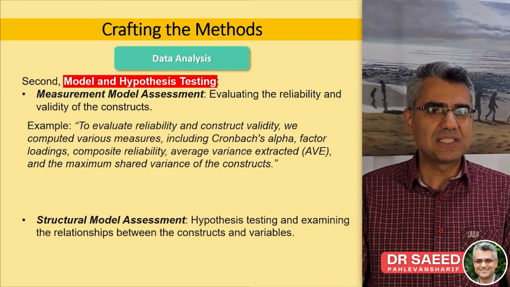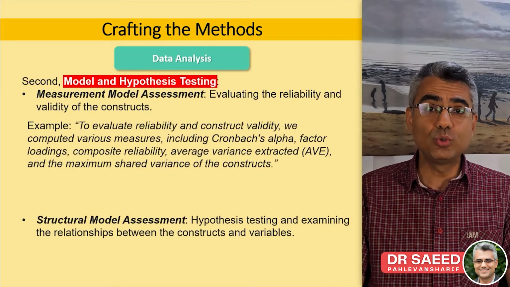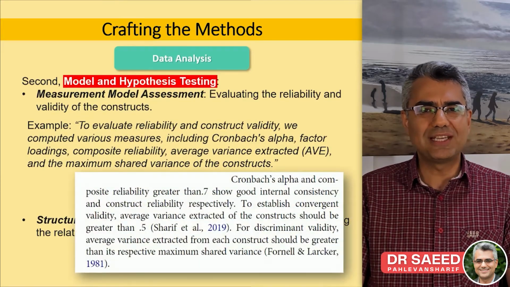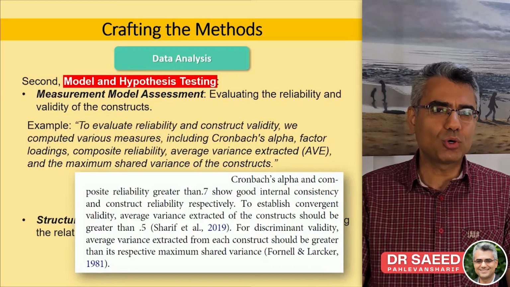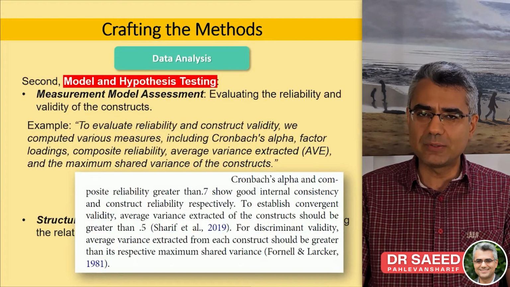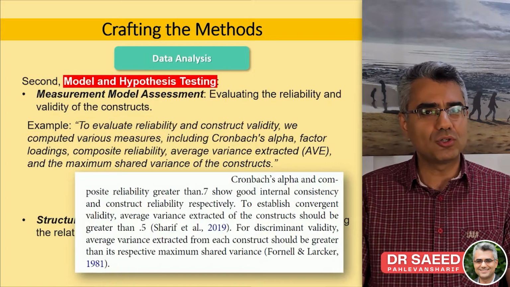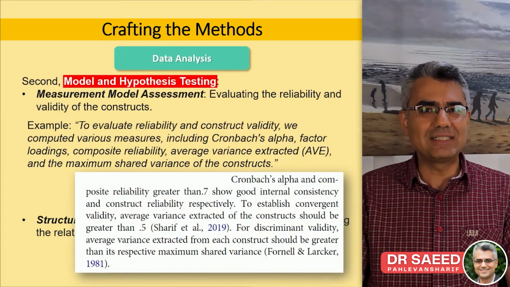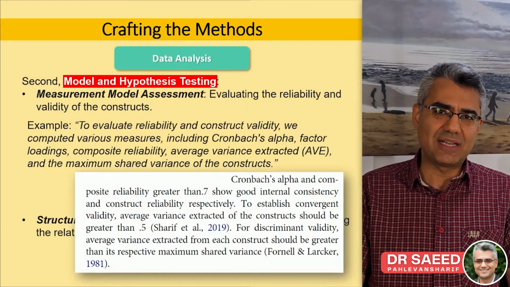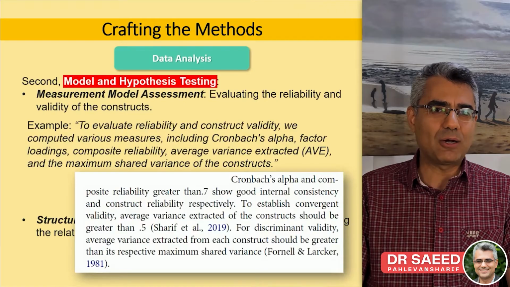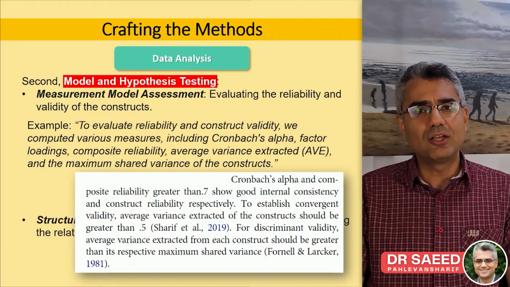Following this, specify the thresholds that indicate good reliability and validity measures. For example, as demonstrated in our paper, we established the Cronbach alpha and composite reliability values exceeding 0.7, indicating strong construct reliability. For convergent validity, an AVE greater than 0.5 is satisfactory. For assessing discriminant validity, we refer to the criteria outlined by Fornell and Larcker.